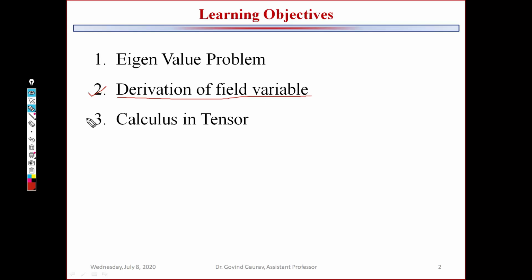Thereafter we will move to the introduction of the tensors. The tensors we have studied: the scalar quantities are called the zeroth order tensors. The vector quantities are known as the first order tensors, and the stresses and the strains are known as the second order tensors.